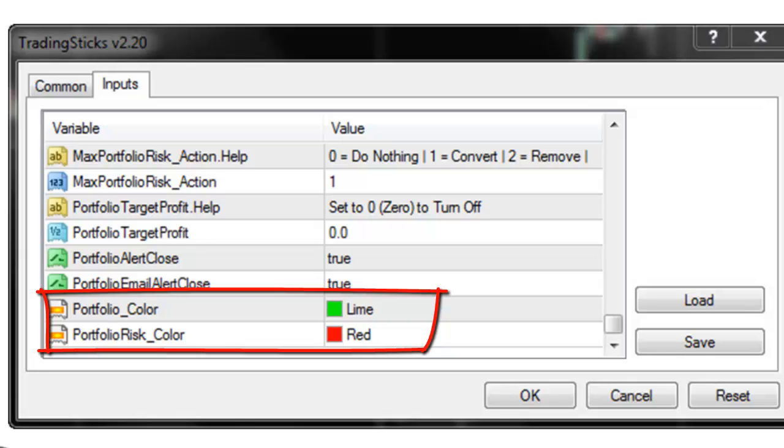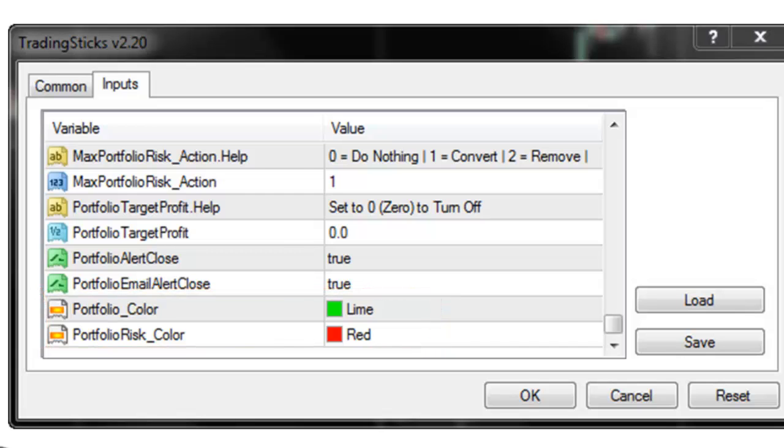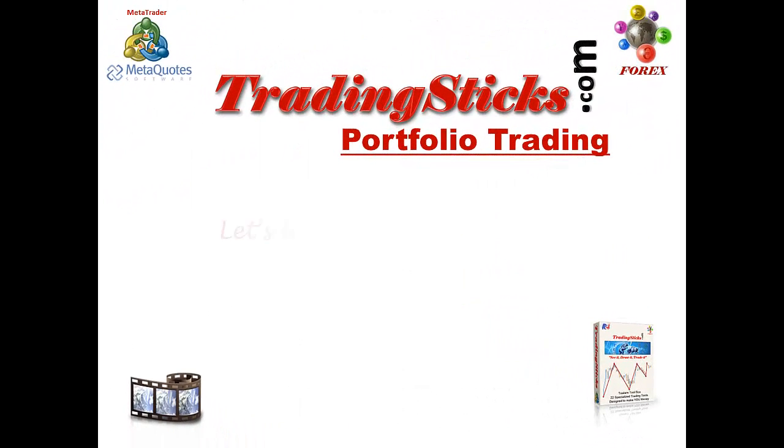And if the maximum risk has been exceeded, then the text will go red. And if your profit targets, etc., have not yet been achieved, they will also be red. Let's look at some examples.